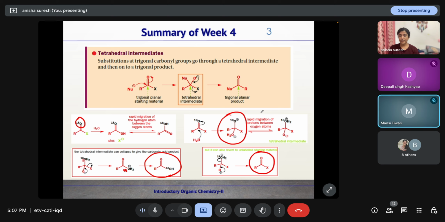Here, basically, an addition reaction is taking place, followed by elimination of the leaving group, leading to formation of the product, similar to the carbonyl reactions we have seen in the last week.